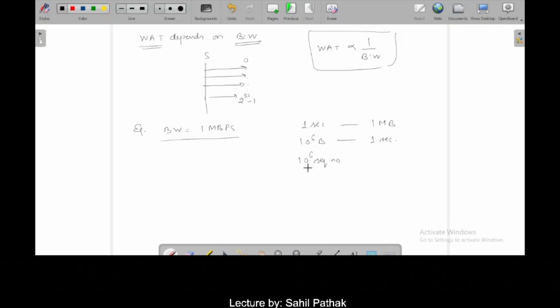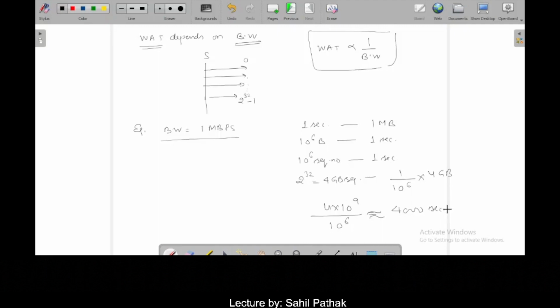So I can say 10 raised to power 6 sequence numbers can be sent in 1 second, and that is how 2 raised to power 32, or you can say 4 GB of sequence numbers, can be sent in 1 by 10 raised to power 6 into 4 GB. That is 4 into 10 raised to power 9 divided by 10 raised to power 6, which would be approximately 4000 seconds.